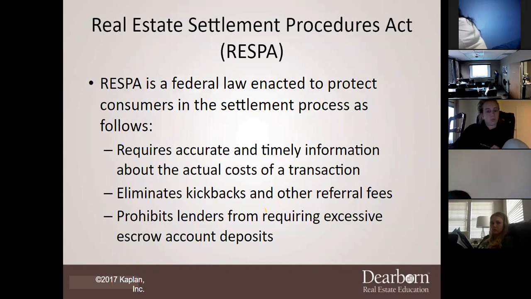The Real Estate Settlement Procedures Act, RESPA. RESPA is how you will see it on the test. It's a federal law enacted to protect consumers in the settlement process as follows. It requires accurate and timely information about the actual costs of the transaction, what costs are going to be involved, and they need to be accurate. It eliminates kickbacks and other referral fees.